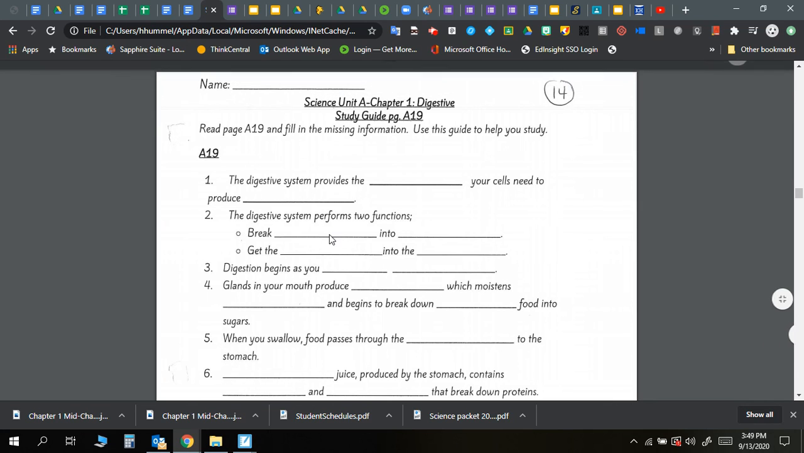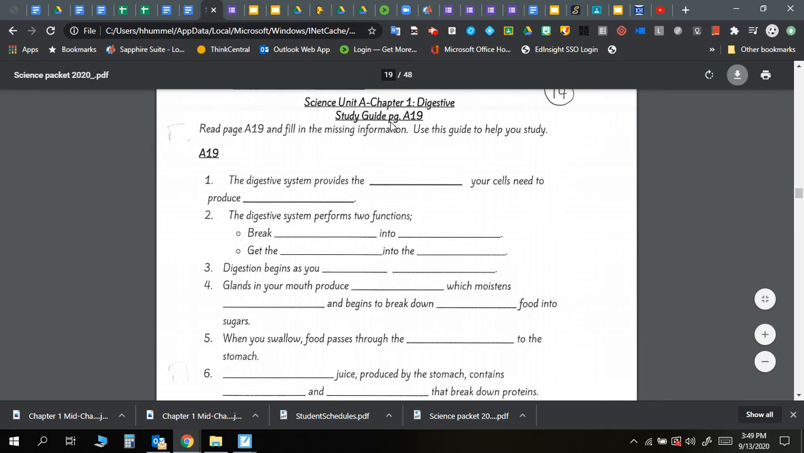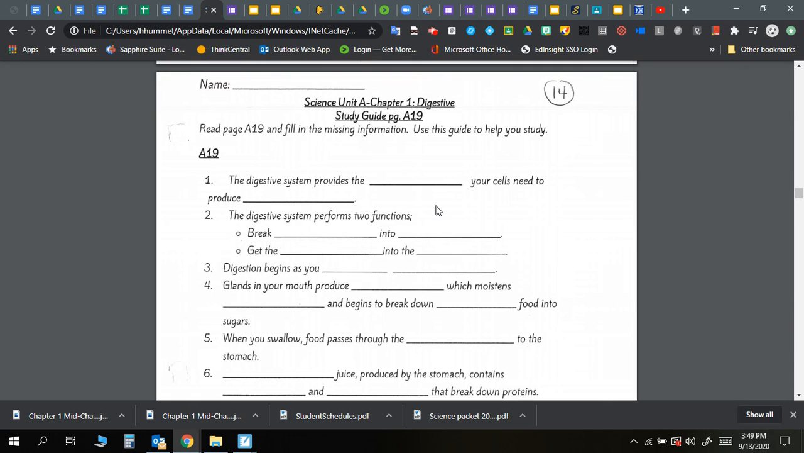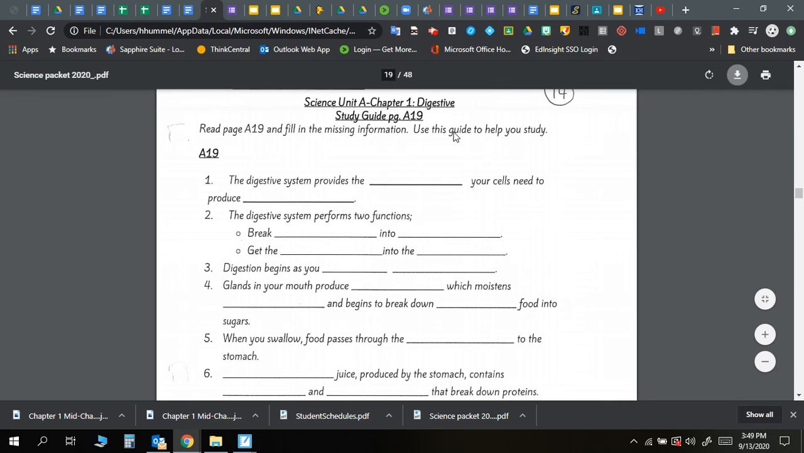If you cannot find your science packet or you do not have your science packet, I have attached your notes to this assignment. So you can open it up from Google Classroom and fill it out. It is a doc. If you have any questions, please let me know.